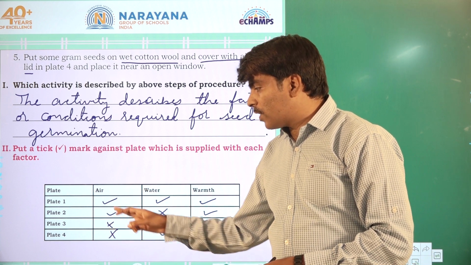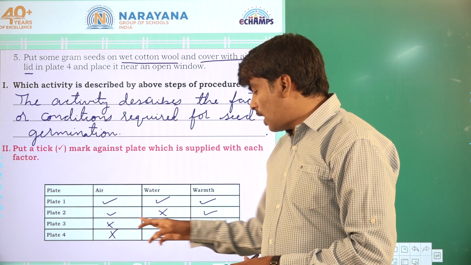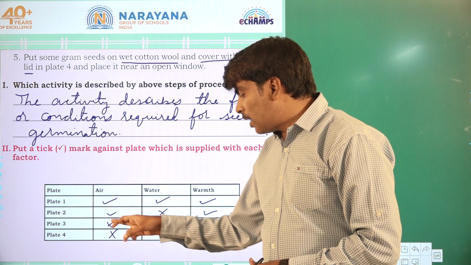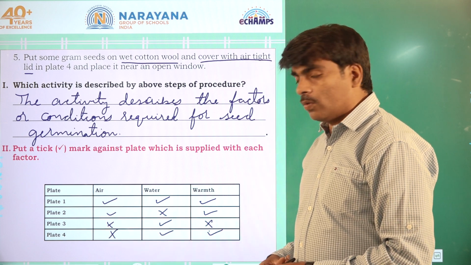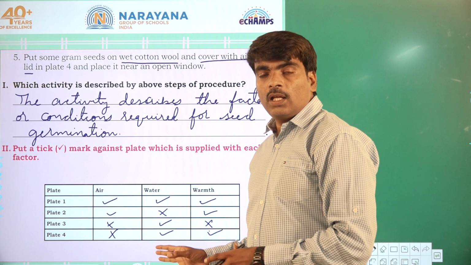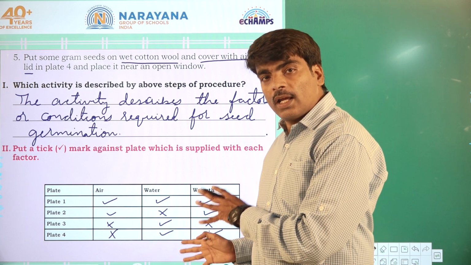The first plate is receiving air, water and warmth. Second plate is receiving air and warmth. Third plate is receiving only water. Fourth plate is receiving water and warmth. Okay. So these are the different conditions at which these 4 plates are kept.